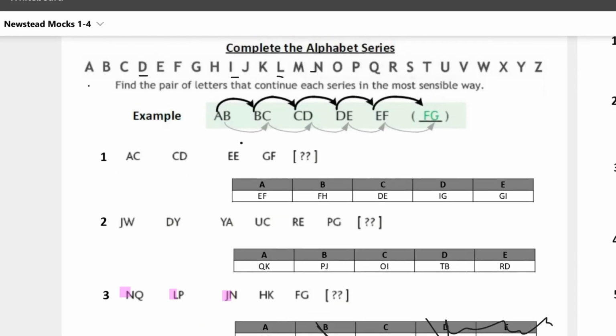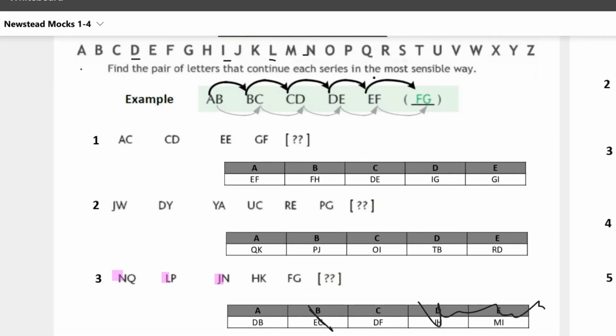Then the next one we have Q, P, N, K. It seems like we're minusing 1, minusing 2, minusing 3. So N to K is minus 3, and K is 1, 2, 3, 4, which means this has to be 1, 2, 3, 4, 5. So if we minus 5 from G, we're going to get 1, 2, 3, 4, 5, which gives us B at the end. So our answer is A.